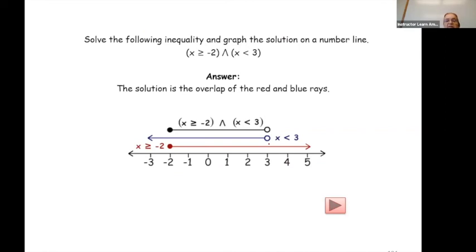And so we see here is the x less than 3. I'm sorry, this is the x less than 3 over here. This is the x greater than or equal to -2 in the red. And so the solution is shown at the top in the black, the overlap of the red and the blue rays.